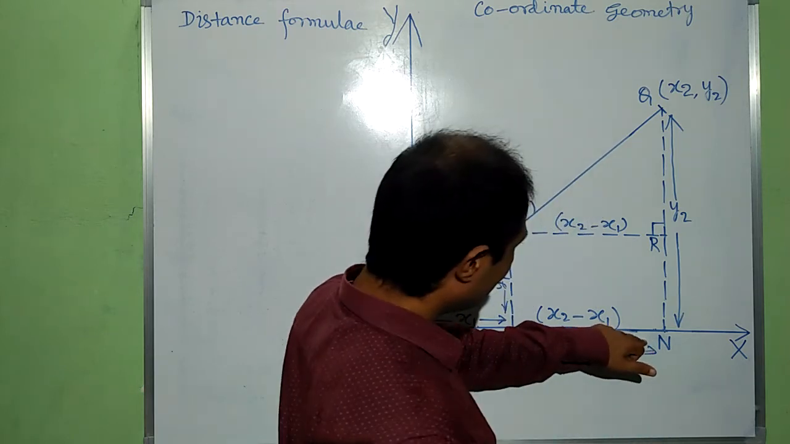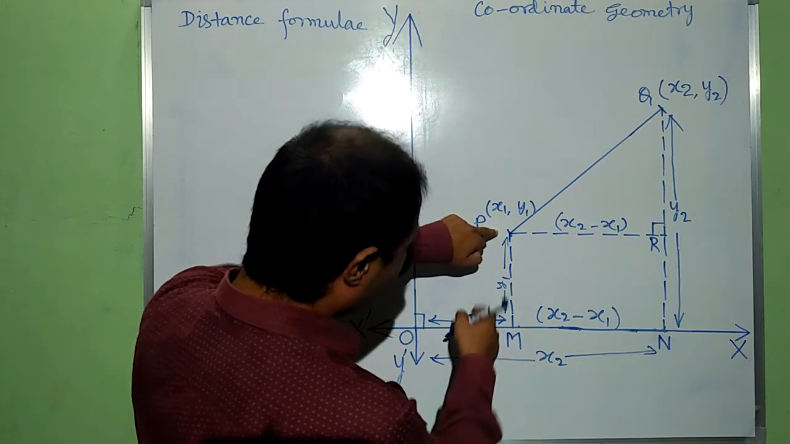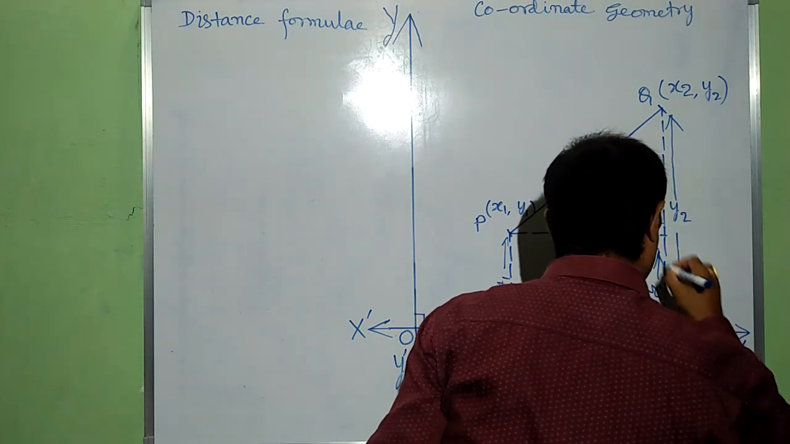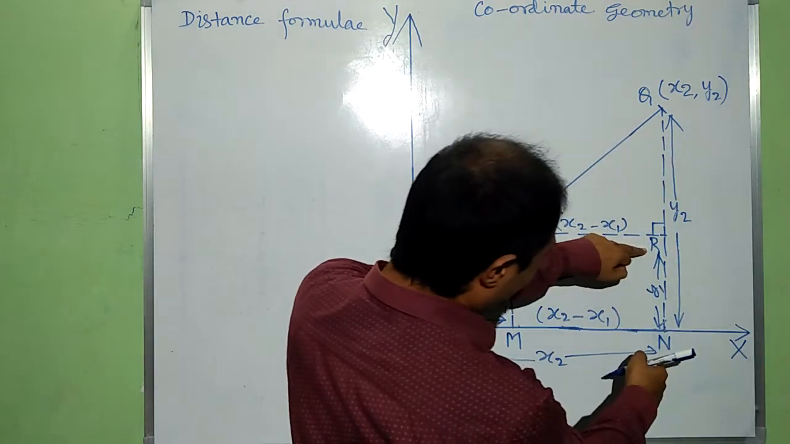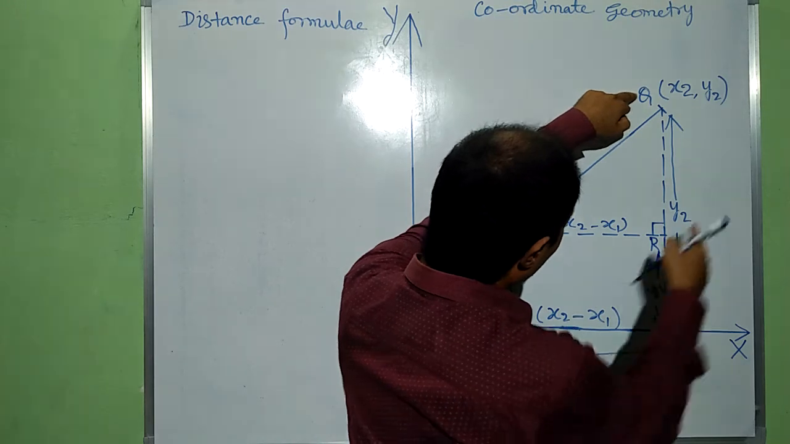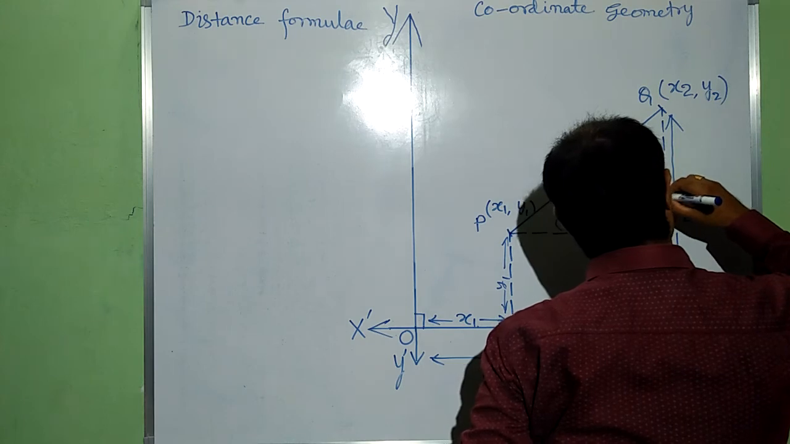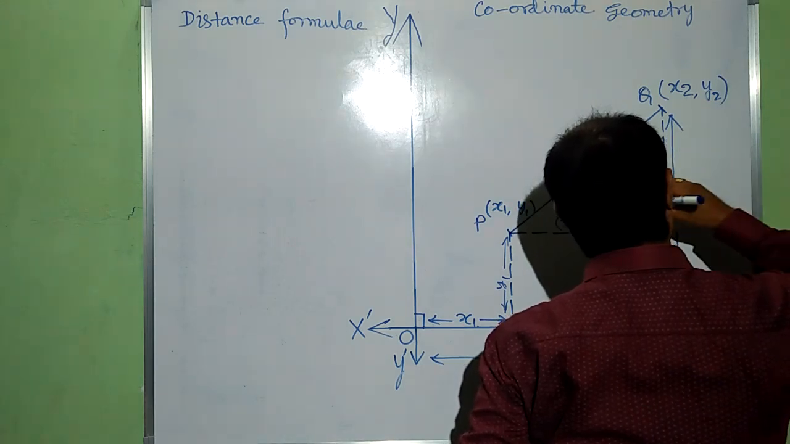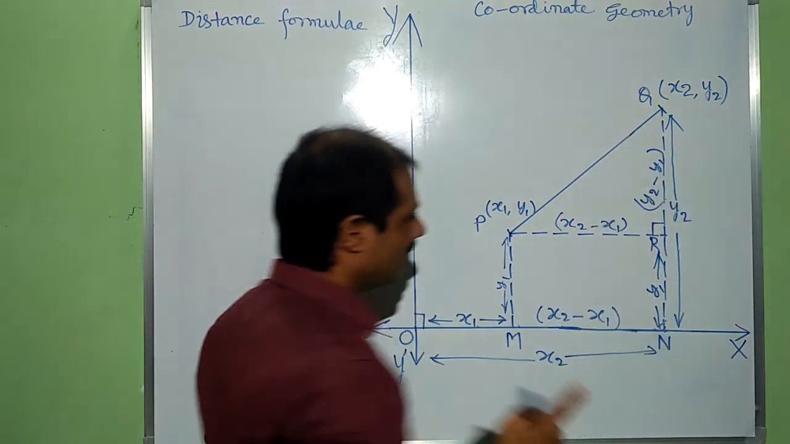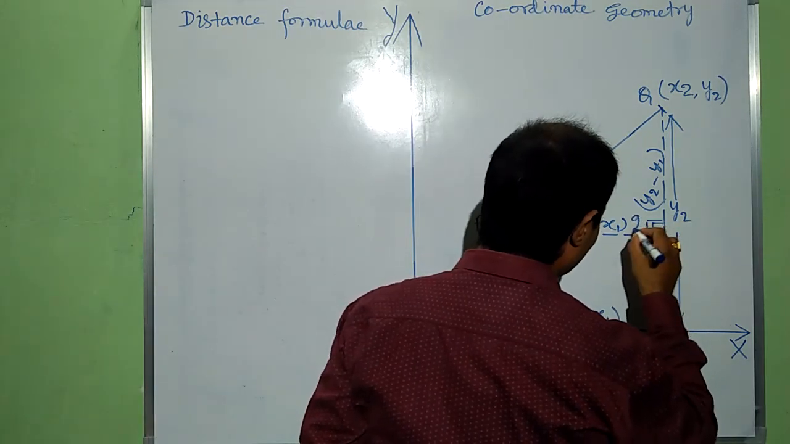Similarly, MP is y1, this one is y1. RN is y1 and QN is y2. Then QR will be y2 minus y1. This will be y2 minus y1. Now, PRQ is a right angle triangle, as here is 90 degrees.